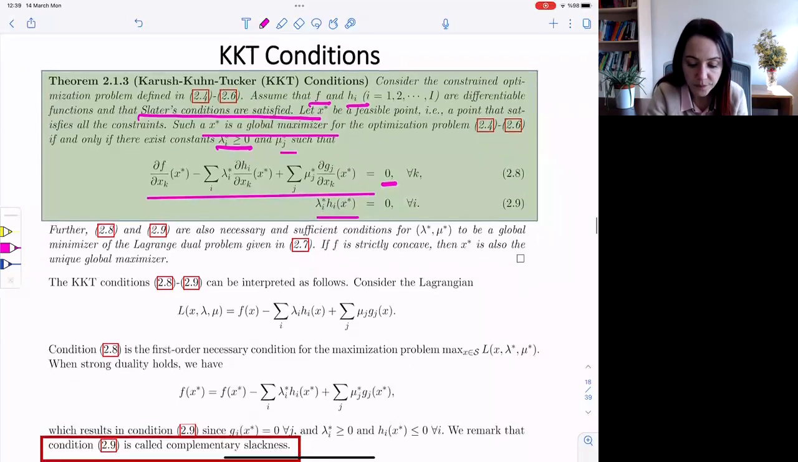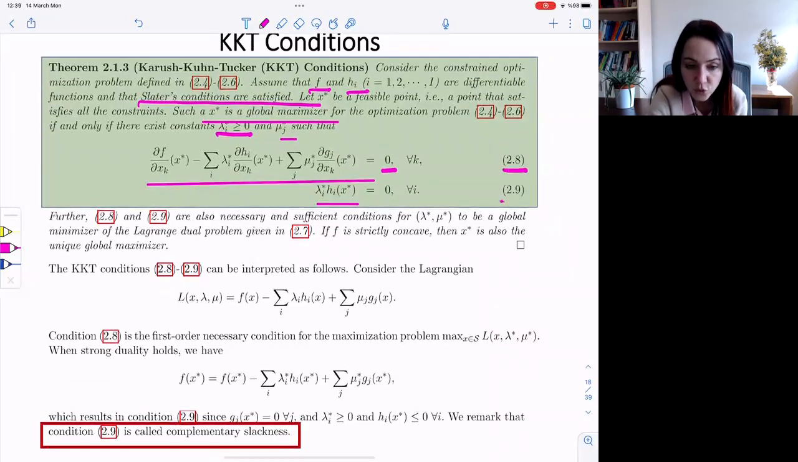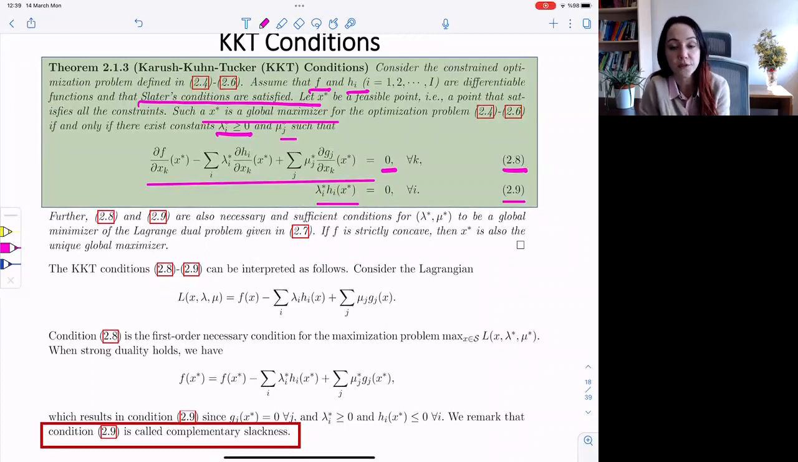Okay, so now these 2.8 and 2.9 are also necessary and sufficient conditions for the pair lambda star, mu star to be a global minimizer of the Lagrange dual problem. Now, if f is strictly concave, then x star is also the unique global maximizer. In general, if f is concave but not strictly, then it is possible for multiple maximizers to achieve the same objective function. However, when f is strictly concave, then you know that x star is the unique global maximizer.